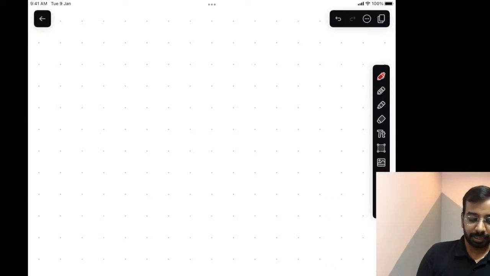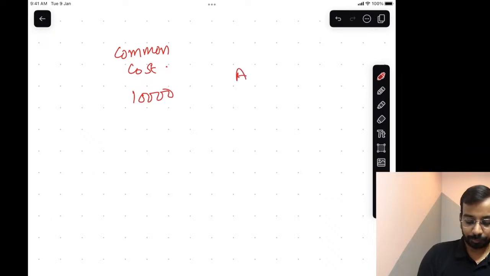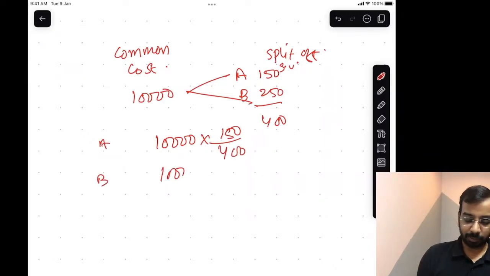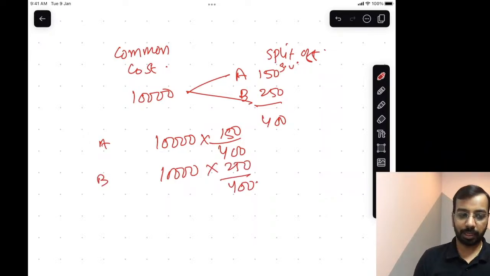Now let us say common cost 10,000. We have two products A and B. At split off, sales value is 150 for this and 250 for this. So how do you split that 10,000 into these two ratios? So this becomes 400. So what do you do? 10,000 into 150 divided by 400 will be for A, and 10,000 into 250 by 400 will be for B. That is how you will do the allocation.